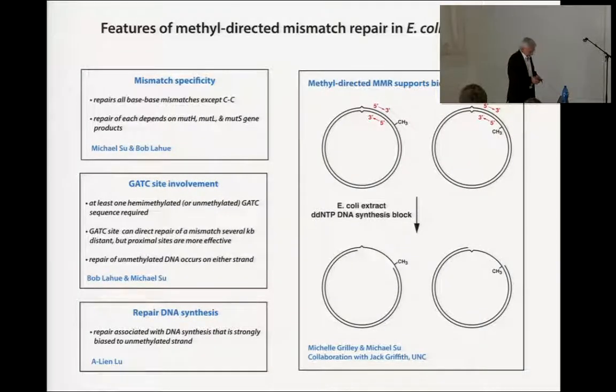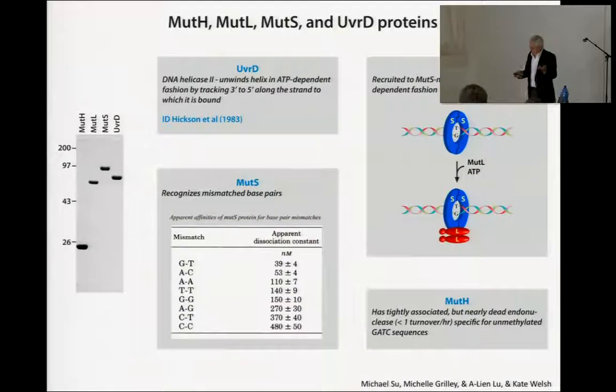So to figure out how it works, we isolated the MutH, MutL, MutS, and UvrD gene products. We knew from prior work in Peter Emerson's lab that UvrD encodes DNA helicase II, which unwinds the two strands of the helix in an ATP-dependent fashion. But the other three proteins were unknown. And Michael Su quickly showed that MutS is responsible for mismatch recognition.